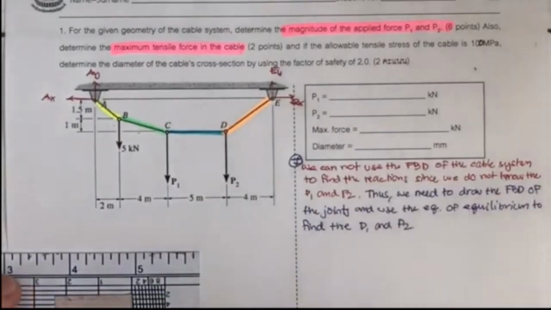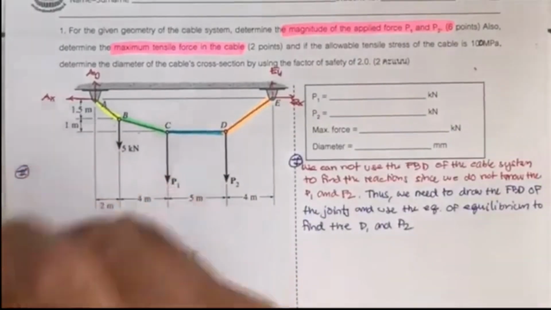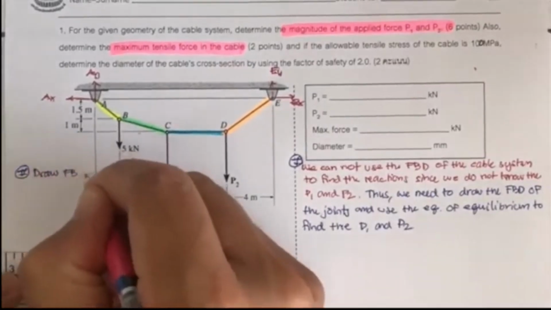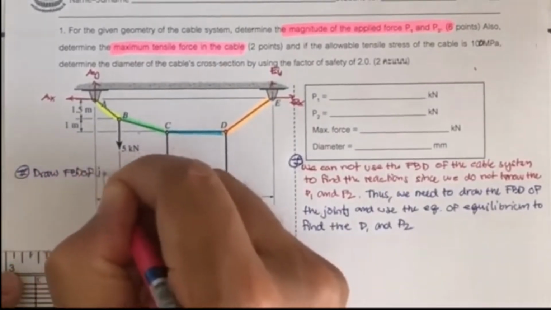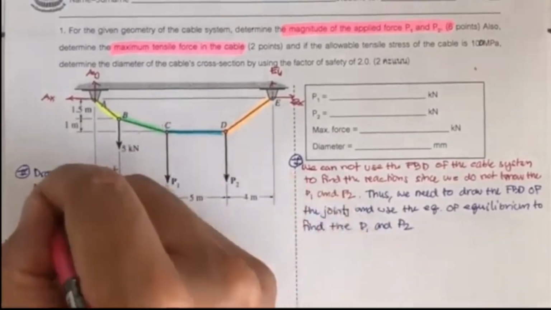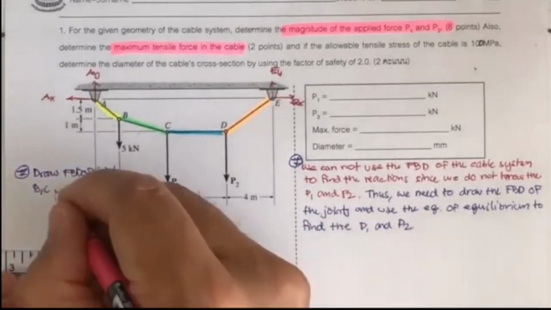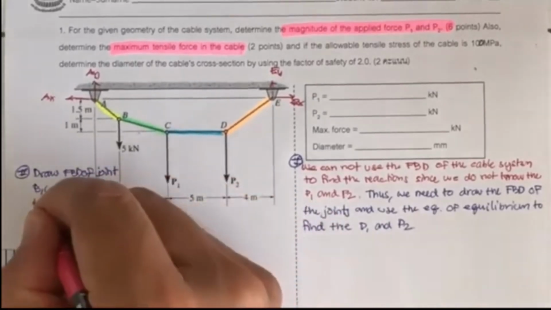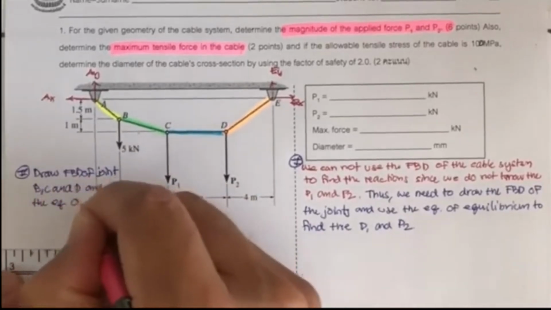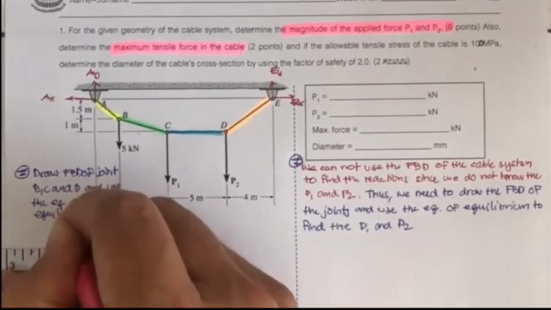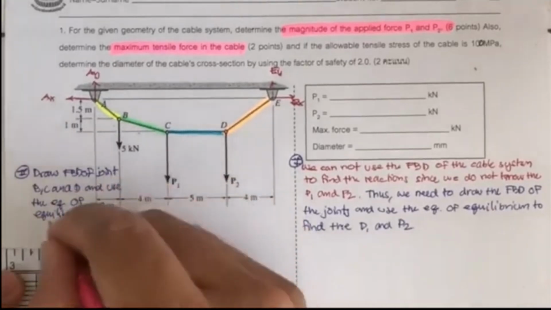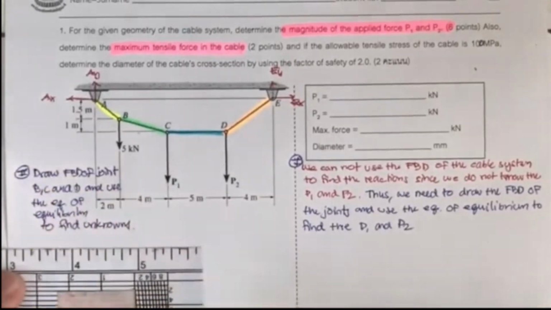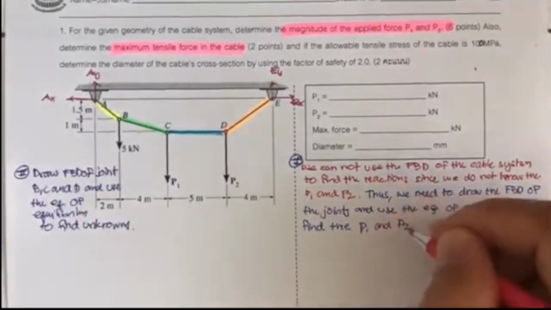So next we have to do that. We draw the free body diagram of the joints, namely joints B, C, and D, and use the equations of equilibrium to find the unknowns. Again, these unknowns are P1 and P2.